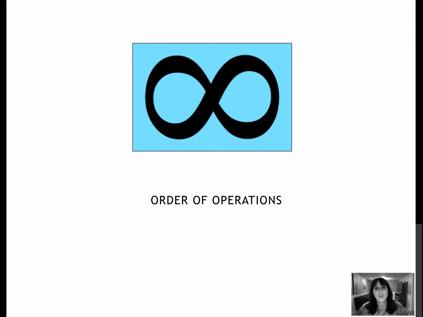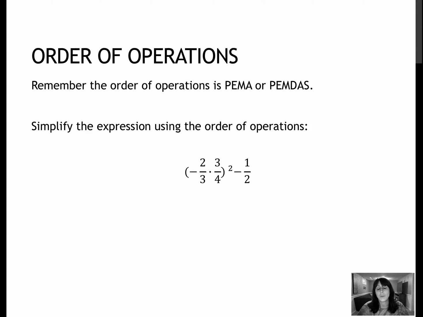We're going to revisit the order of operations since we've had some time now to work with fractions. So remember, the order of operations is PEMA or PEMDAS, whichever way you remember it. Just remember that multiplication and division are one step, addition and subtraction are one step. So in this one, using the order of operations, kind of hard to tell. This is supposed to be an exponent squared.